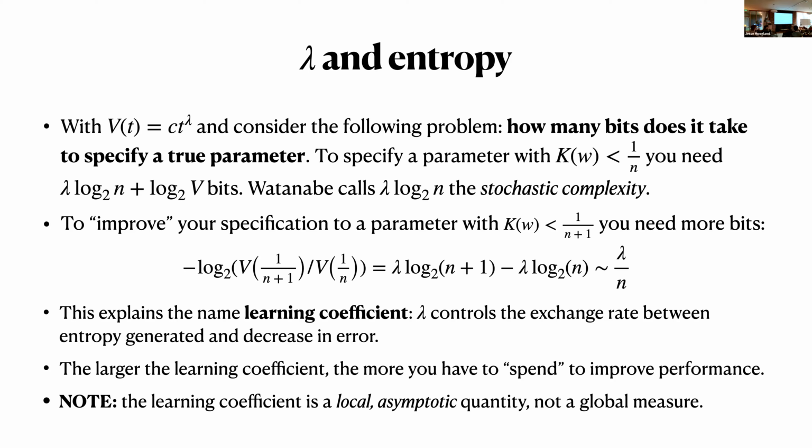So you're emphasizing it's a local asymptotic quantity, but it's also the case that it's locally constant along a variety, right?